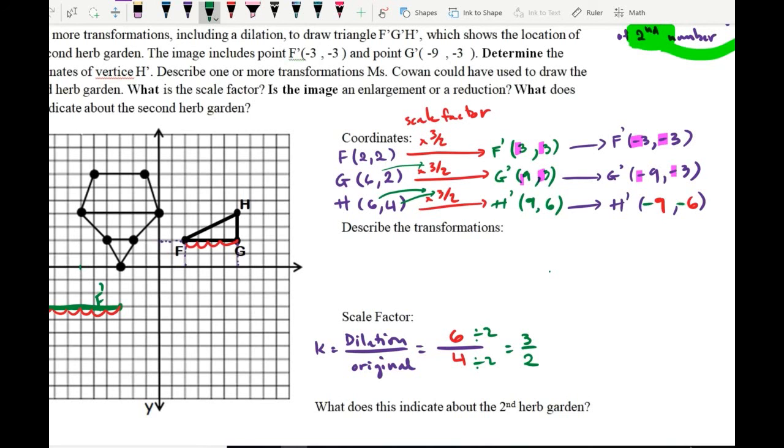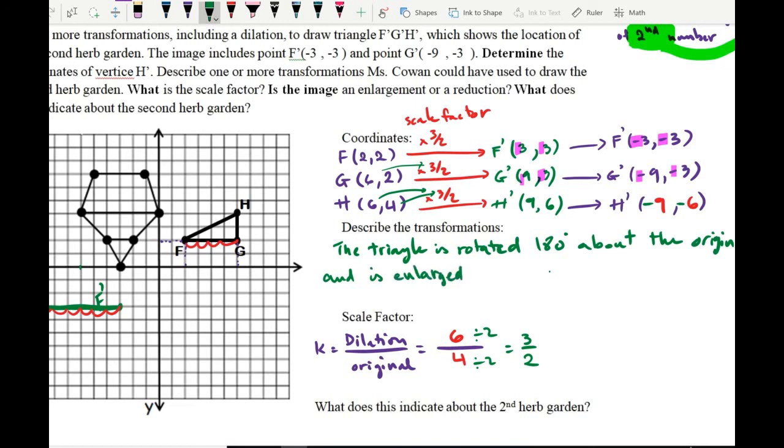Alright, describe the transformation. The triangle is rotated 180 degrees about the origin, which means (0, 0), and is enlarged by 3/2 times. And that's it. Or you can say the triangle is reflected across the x and y axes and is enlarged by 3/2 times. That's it. That's all you have.